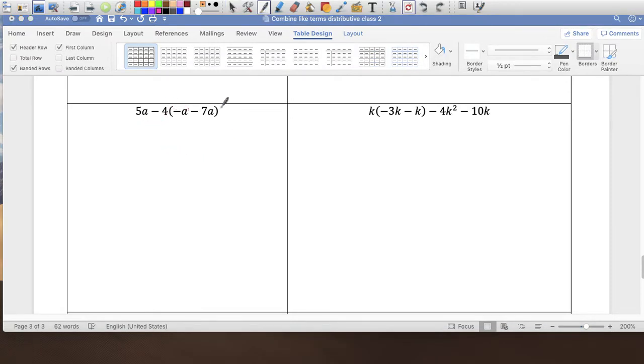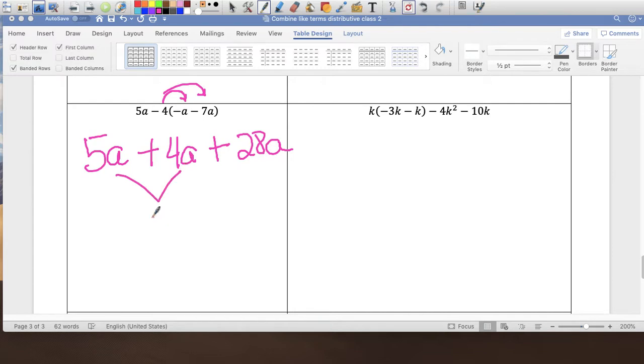Eggplant. Again, this one's nice because now you can clearly tell that the 4 is being applied here, and we're going to use it for the distributive property, not the 5a, because the 5a is just hanging out. So let it hang out. Think of this as negative 4. Negative times a negative is a positive. 4 times a is 4a. And then negative times a negative, another positive. 4 times 7 is 28, and 28a. Combine like terms? Yes, they're all like terms. So that's 9a plus 28a, and that's going to give us 37a.